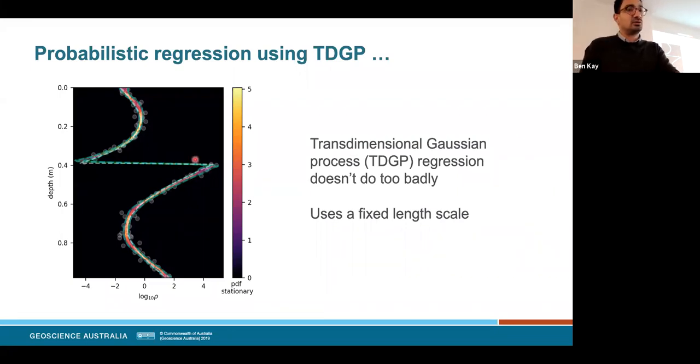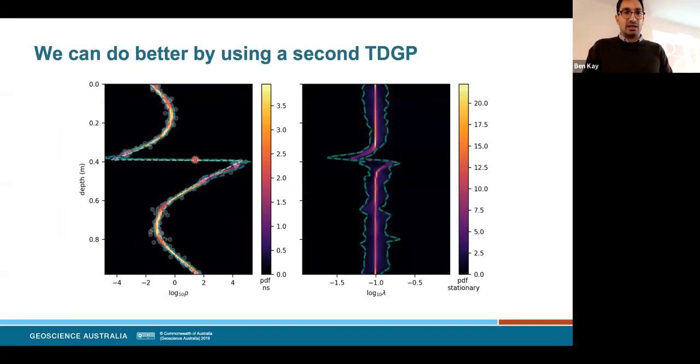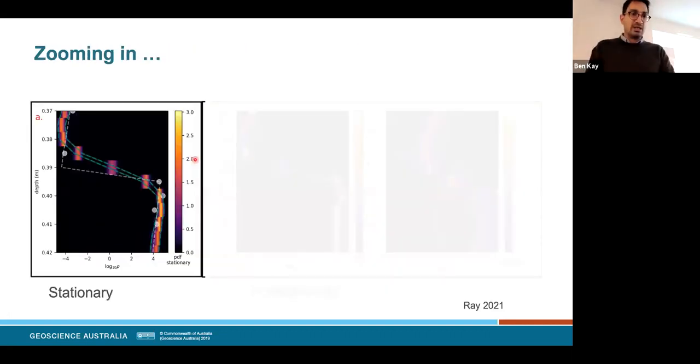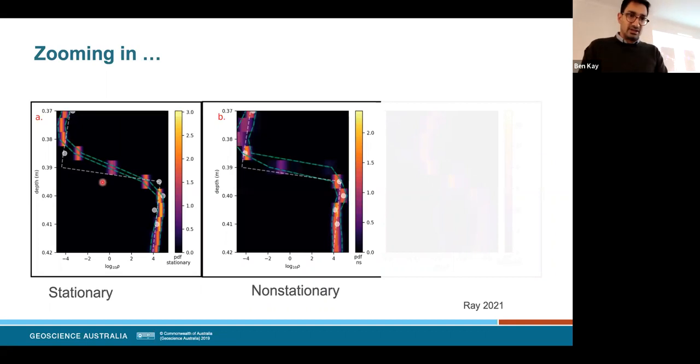But often in the Earth, we don't know what the length scales in the Earth are. The Earth does exist at multiple resolutions, and geophysical resolution changes with depth. So there's all these reasons to add this complexity. And if you're not convinced, I'm going to zoom in, when you use only a stationary trans-dimensional Gaussian process, and when you use a non-stationary one.